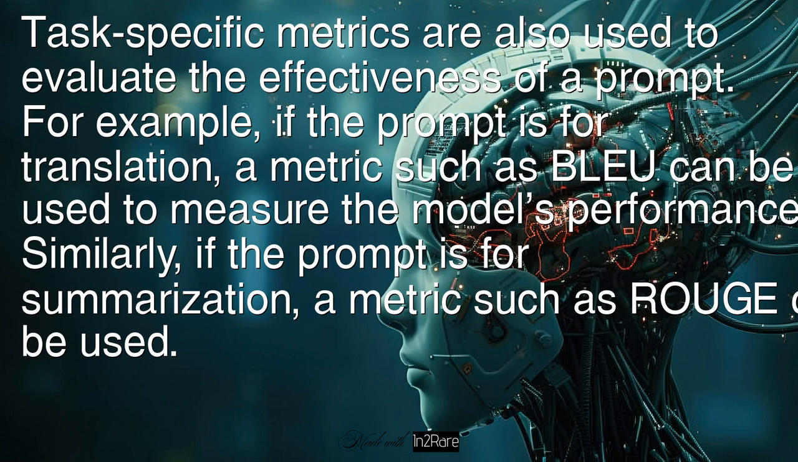Task-specific metrics are also used to evaluate the effectiveness of a prompt. For example, if the prompt is for translation, a metric such as BLEU can be used to measure the model's performance. Similarly, if the prompt is for summarization, a metric such as ROUGE can be used.